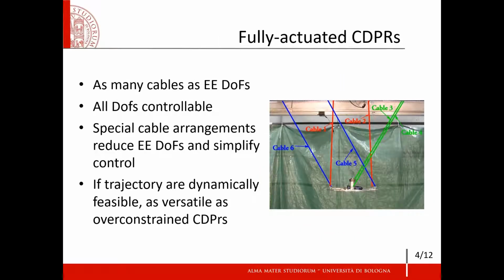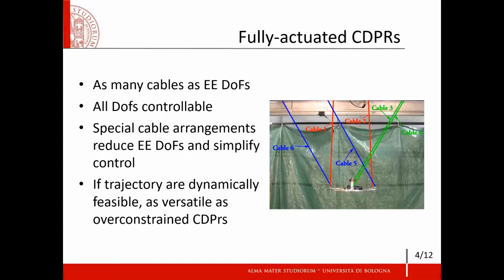Thus, we studied fully actuated cable-driven robots, employing only the number of cables sufficient for controlling all the end effector degrees of freedom, for example 6 in space. We discovered that spatial cable arrangements, such as the parallelogram arrangement of pairs of cables, can significantly simplify the control of such manipulators and reduce the degrees of freedom to control.